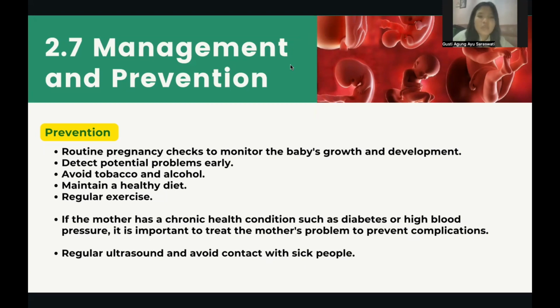Routine pregnancy checks to monitor the baby's growth and development and detect potential problems early, avoiding tobacco and alcohol, maintaining a healthy diet, and regular exercise. If the mother has chronic health conditions such as diabetes or high blood pressure, it is important to treat the mother's problem to prevent complications. Regular ultrasound and avoid contact with sick people.